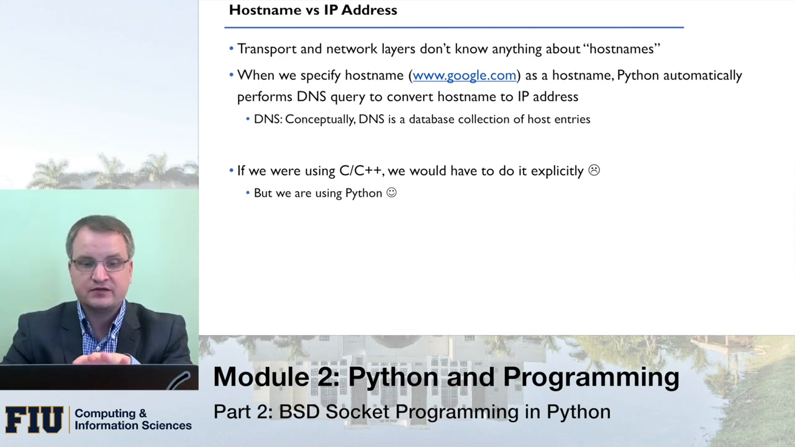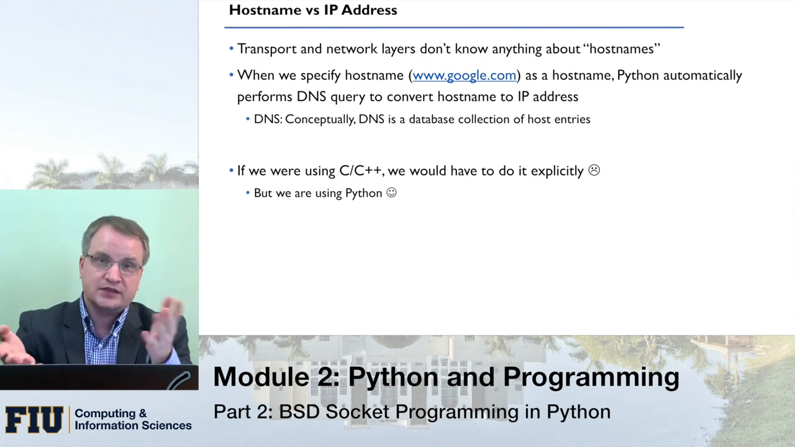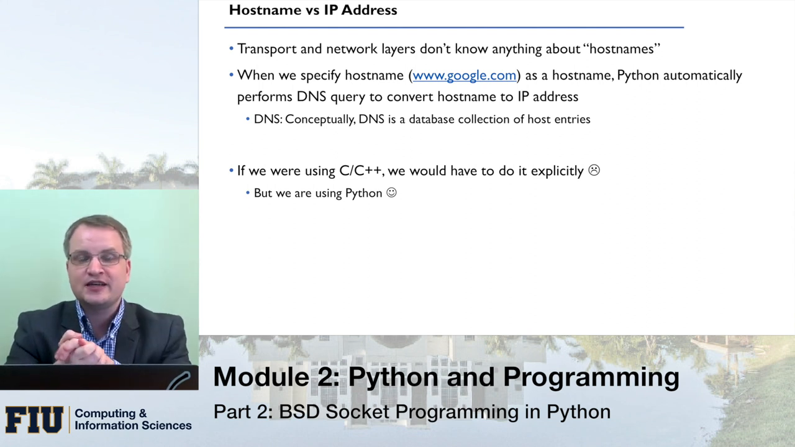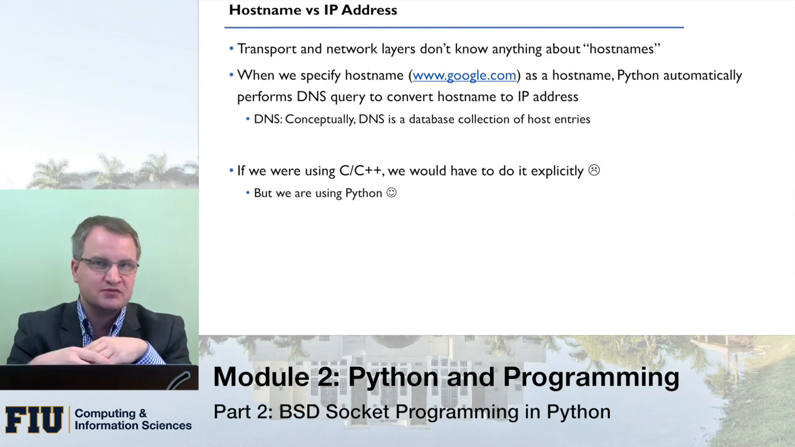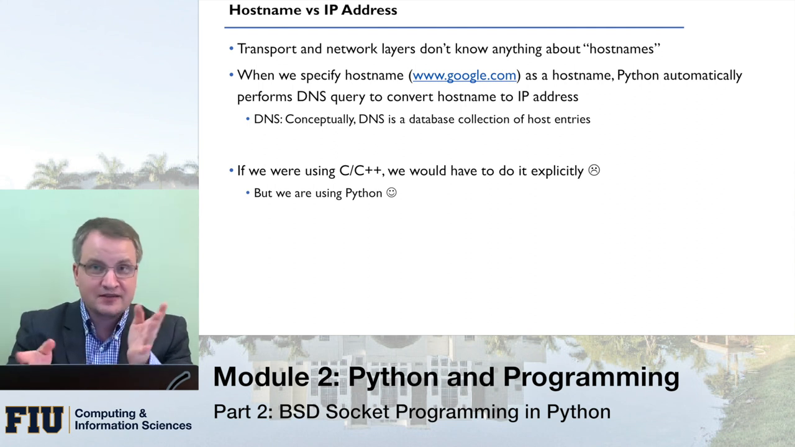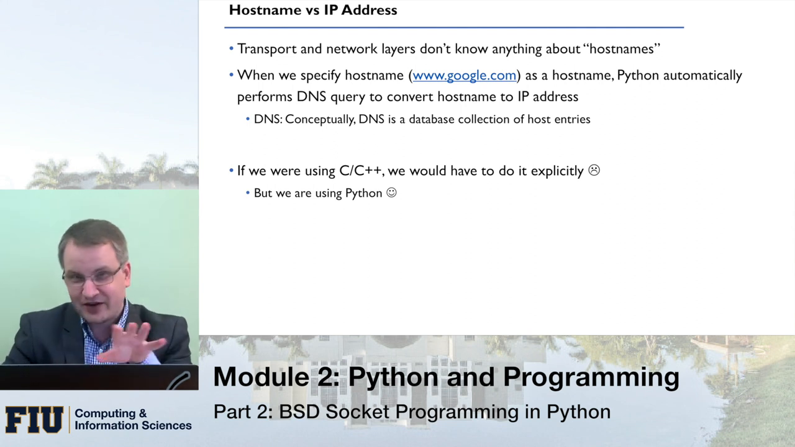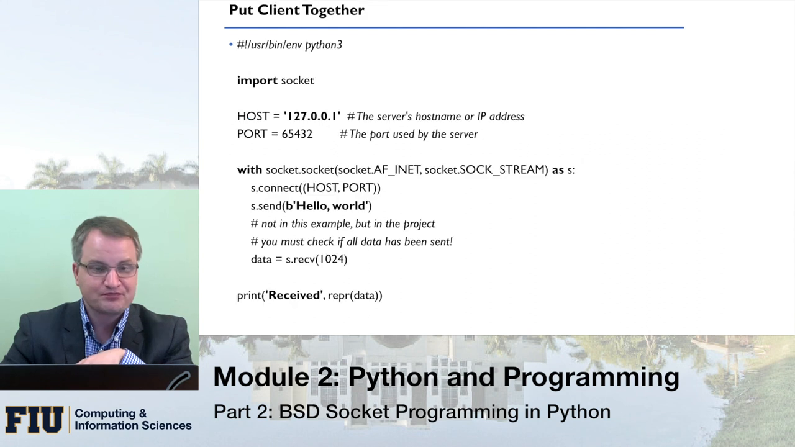We will talk more extensively about DNS, but just know there is this process behind the scenes. If we were using the C++ or C API, then you would have to do it very explicitly, resolving the IP address with a special API call. But luckily, we're using Python, so you have a little bit less work to do.